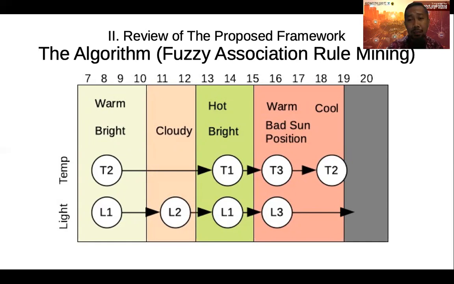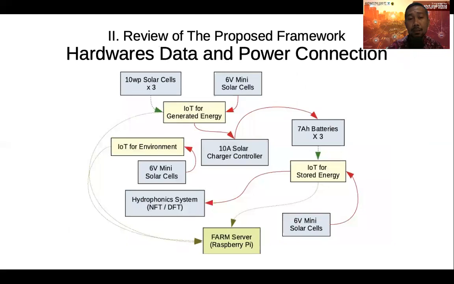So at noon, we can see there is a bad sun position caused by a tree or something. So there is not a high light intensity. In the night, the black part from 9 o'clock is night time. So we will use full battery power there. Okay, so this is a hardware connection.